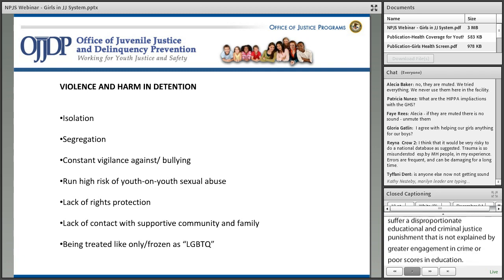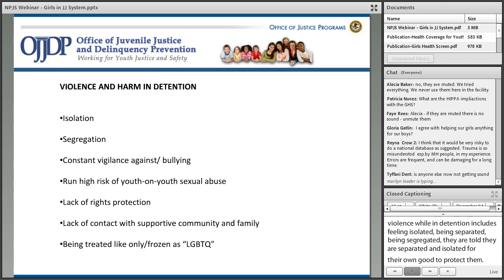The violence and harm while in detention includes what youth are telling us: feeling isolated, being separated, being segregated. They're told that they're separated and isolated, excuse me, for their own good, to protect them. They constantly must be vigilant against bullying and sexual abuse, youth on youth, and also being harassed and abused by counselors or workers in the facilities. Their children's rights and their human rights are not protected. They experience a lack of community support, supportive folks and family and friends.